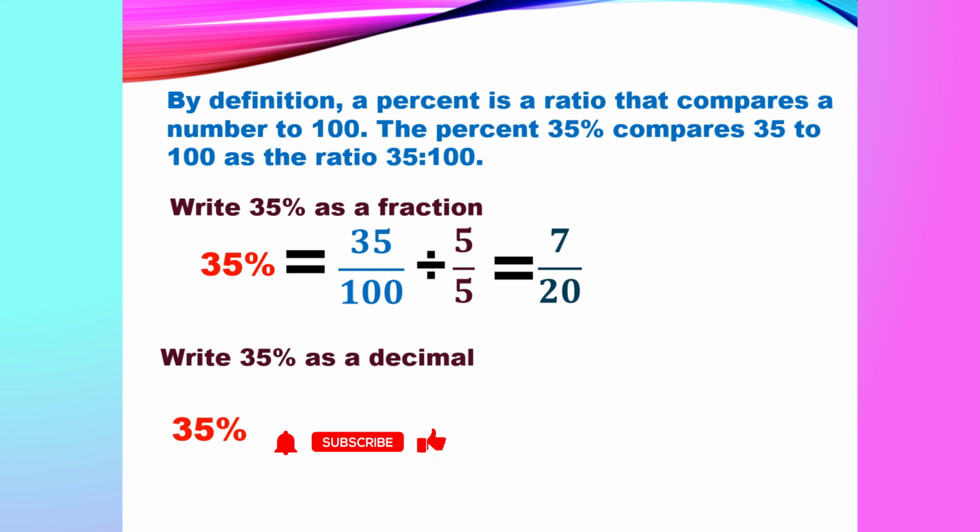As a decimal, 35% is written as 35 out of 100, so the decimal will be 0.35.